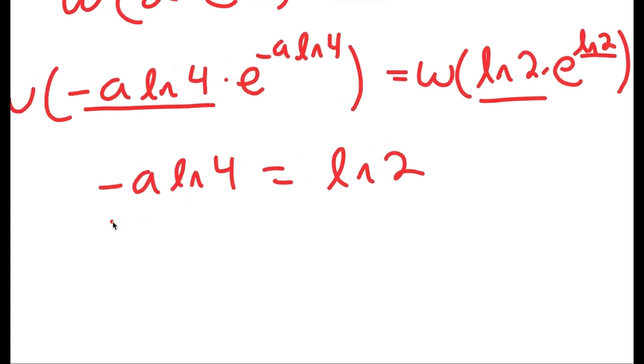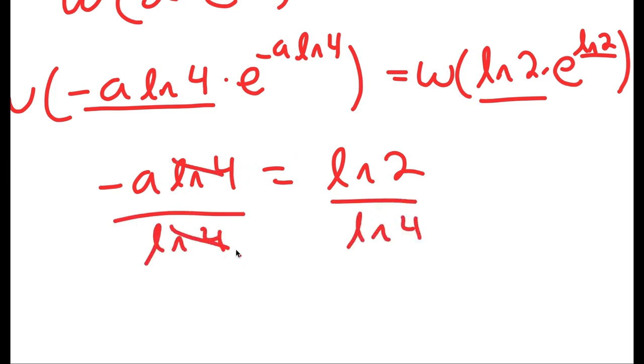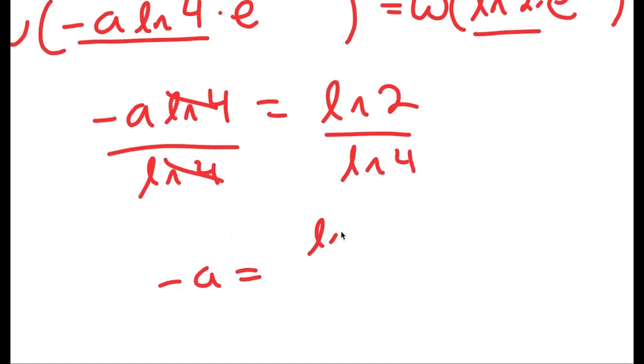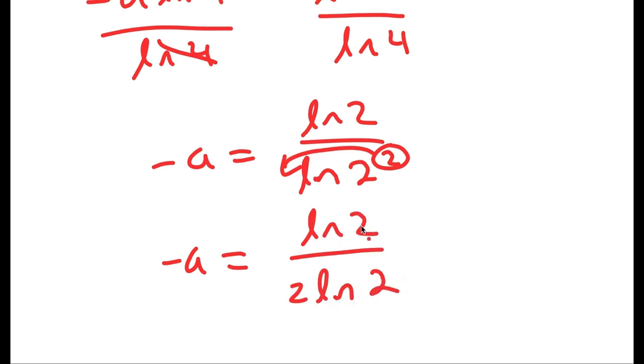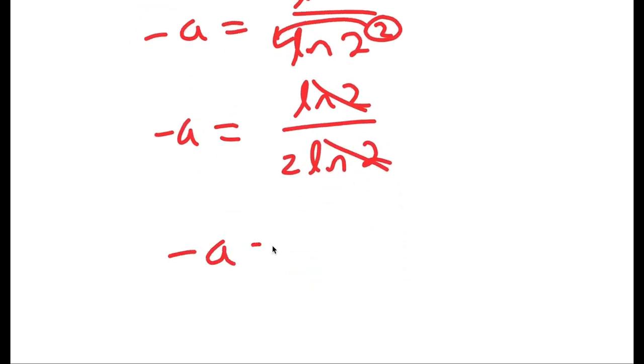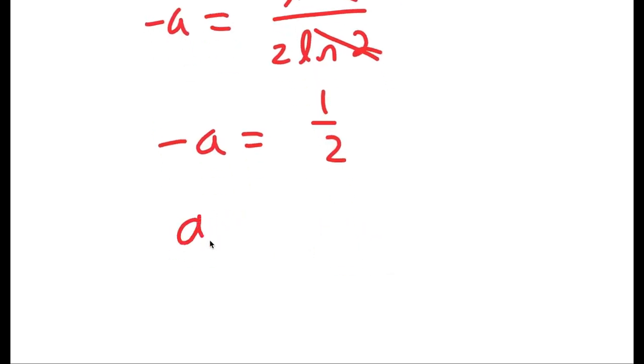And now I'm going to divide both sides by ln 4. So I get negative a is equal to ln 2 over ln 4, which is the same thing as ln 2 over ln 2 squared. And now I can move the 2 to the front. So I get ln 2 over 2 times ln 2. And these two cancel out. So I get negative a is equal to negative 1/2, or sorry, positive 1/2. And finally, if I multiply both sides by negative 1, I get a is equal to negative 1/2.